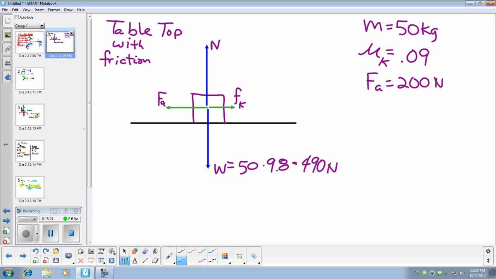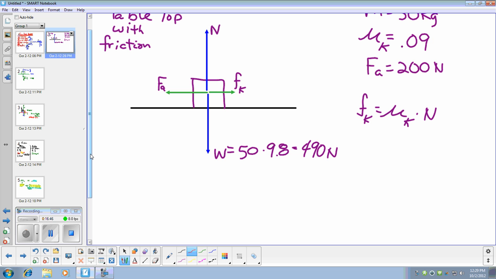Now, we can solve for a variety of things right away, but let's solve for the force of friction first. So our force of friction, and the K value for kinetic, is going to be equal to our coefficient of friction multiplied by our normal. Let's get a different color here. Let's scroll down just a tiny bit. What we can find is F of K is equal to 0.09 multiplied by 490. That gives us a frictional force value of 63.7 newtons.